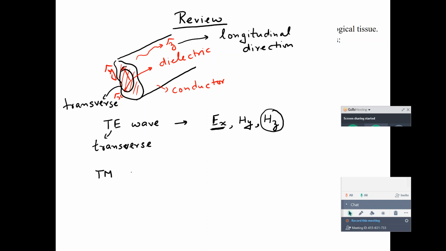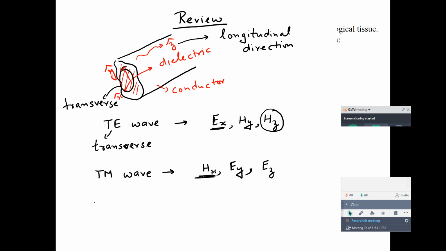With respect to that, we can also have waves which are transverse magnetic waves, or TM waves, in which case we would have an H field, an E field which is perpendicular to that, and a component of electric field in the longitudinal direction. So this is a wave where the magnetic field H only has a component in the transverse plane to my direction of propagation, whereas the electric field has a component in the longitudinal direction too.